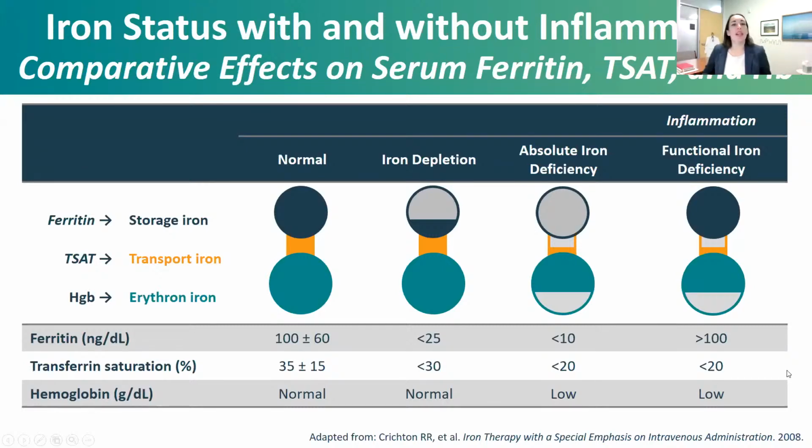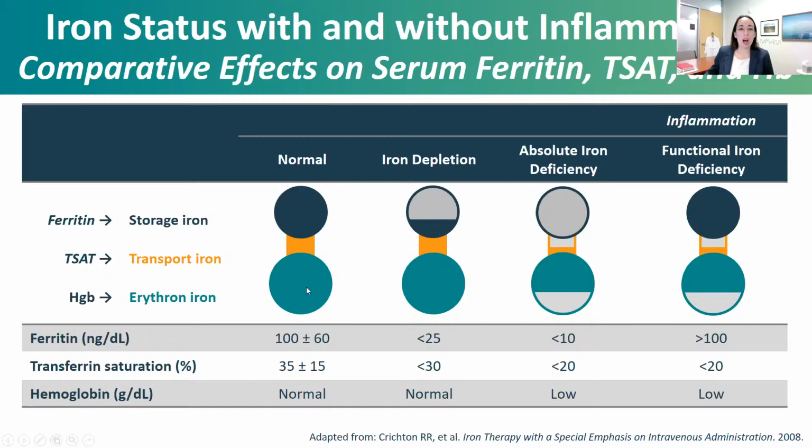I really love this figure. It kind of shows the different types of iron status with and without inflammation. So here we're looking at the ferritin, which is a marker of storage iron, the transferrin saturation, which is really a marker of circulating or transport iron, how iron is delivered. And then you have the hemoglobin, which is the iron in the red blood cell.